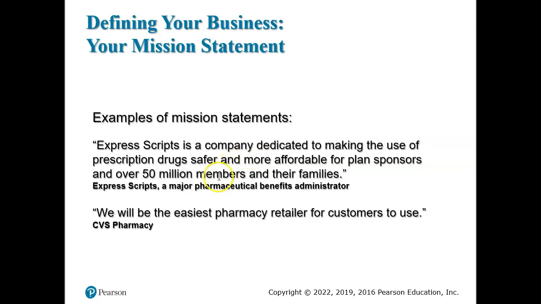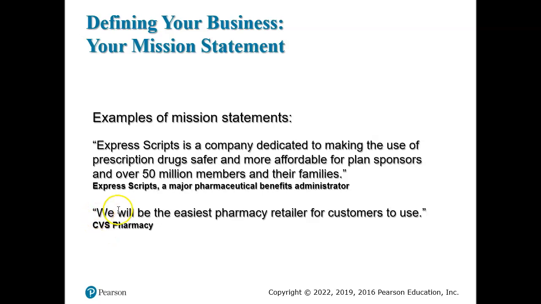And they say Express Scripts is a company dedicated to making the use of prescription drugs safer and more affordable for plan sponsors and over 50 million members and their families. So they say what they do, making prescription drugs safer and more affordable. Those are the benefits, that's the value that's brought. And who they do it for, the plan sponsors and over 50 million members in their company. So that's a pretty good one.